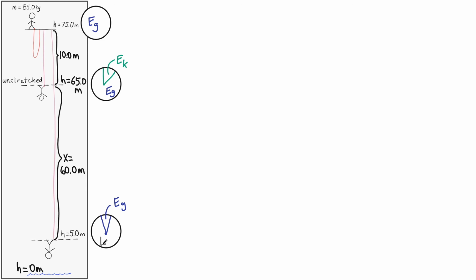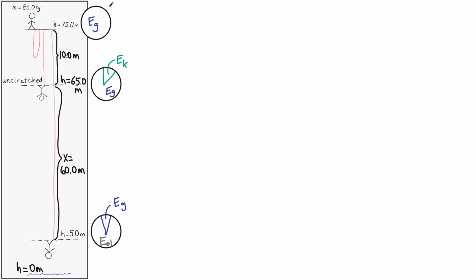I'll use the symbol E subscript EL for elastic potential energy, but it's really the same as spring potential energy if you prefer E subscript S. Now let's get into some problem solving. The first question asks for the speed of the bungee jumper when she reaches this height, the point where the bungee cord begins to stretch. I'm going to compare the energy total here and here in order to solve that problem.